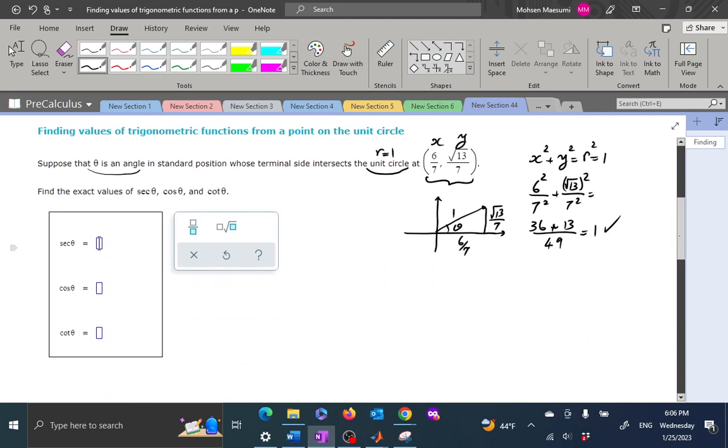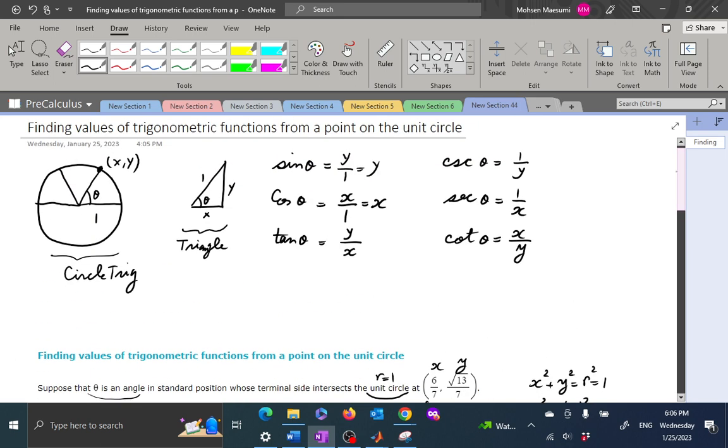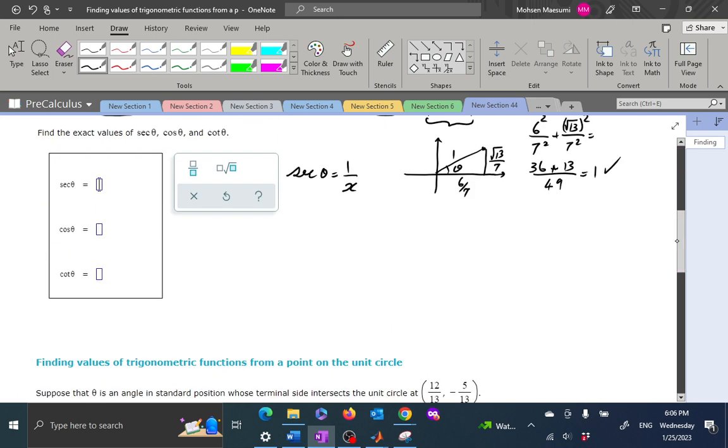Now let's go ahead and do secant of theta. What is secant of theta? Let's write here. Secant of theta is 1 over x. Always try to convince yourself of your answer and then enter your answers. So secant of theta, we have this is of course our x, this is our y, reciprocal of 6/7 is going to be 7/6, so 7/6.